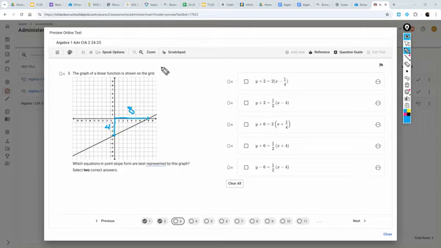So my rise over run is going to be 4 over 8, which can be simplified down to 1/2.